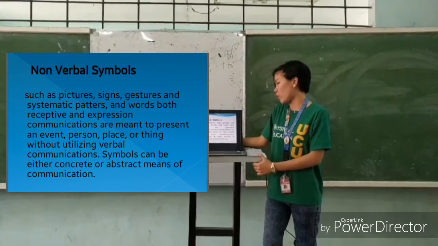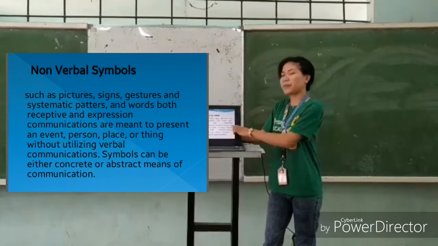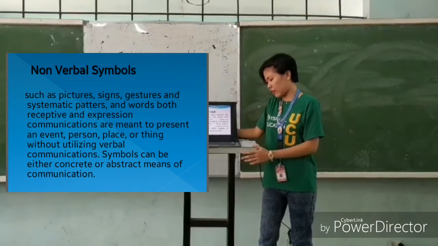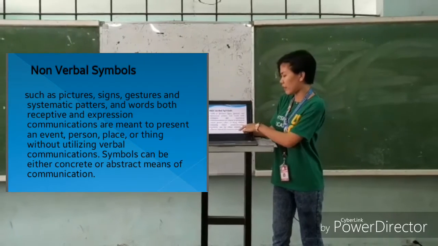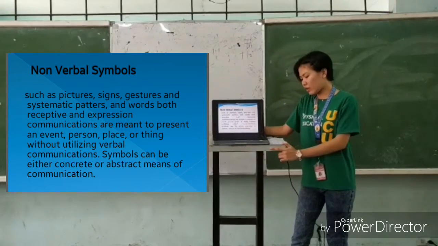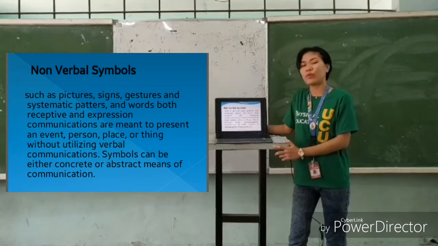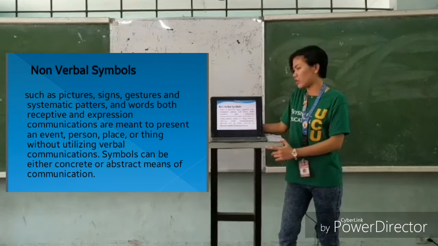Communications are meant to present an event, person, place, or thing without utilizing verbal communication. Symbols can be either concrete or abstract means of communication. Concrete means relating to or involving specific people. Abstract means relating to or involving general ideas. An example of concrete is a poem, and an example of abstract is poetry.